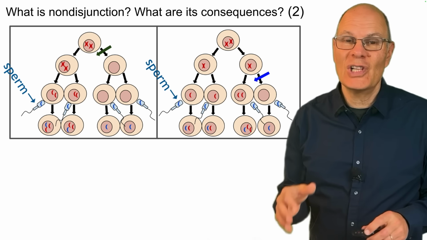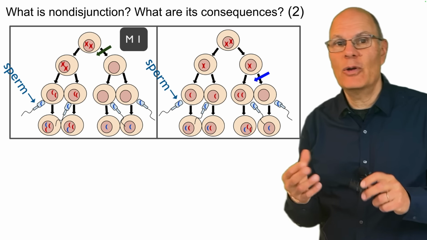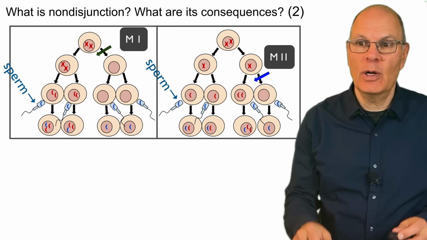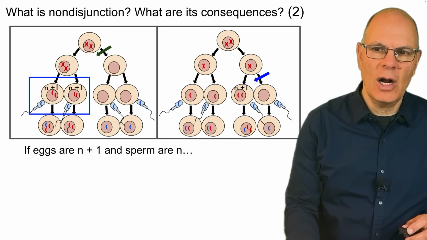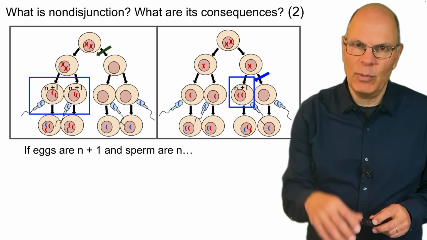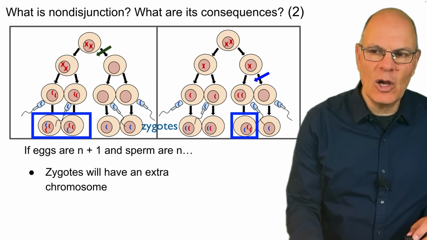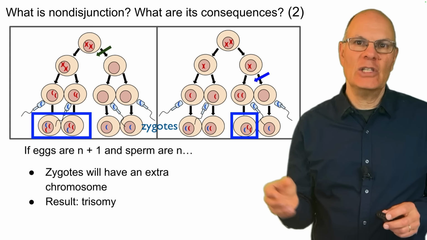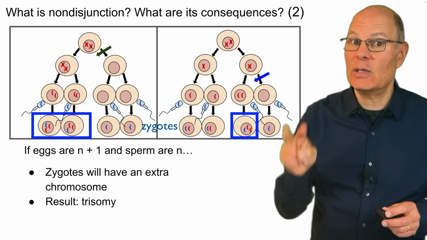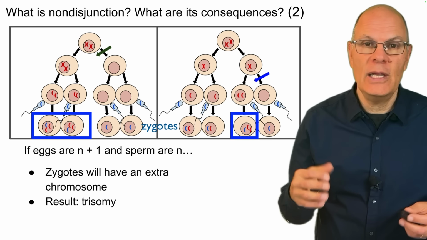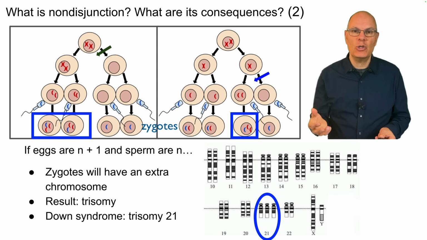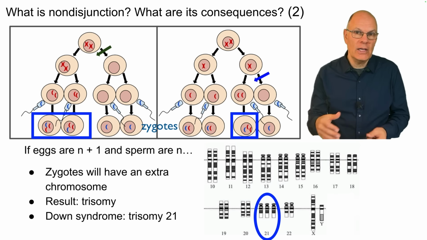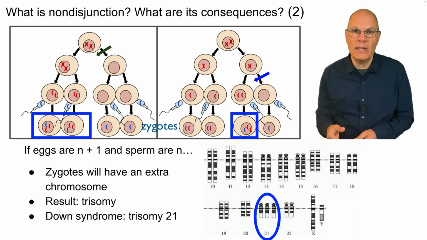We saw in the last slide how nondisjunction during meiosis 1 or meiosis 2 can result in gametes that have an abnormal number of chromosomes. If the eggs are N plus 1, they have the haploid number plus 1 more, then the zygote will have an extra chromosome. Then what we have is a trisomy. And what that means, tri is 3. Instead of a homologous pair with 2, we have 3. The most famous example of that is Down syndrome, which is a trisomy of the 21st chromosome, which has various developmental consequences and developmental delays.